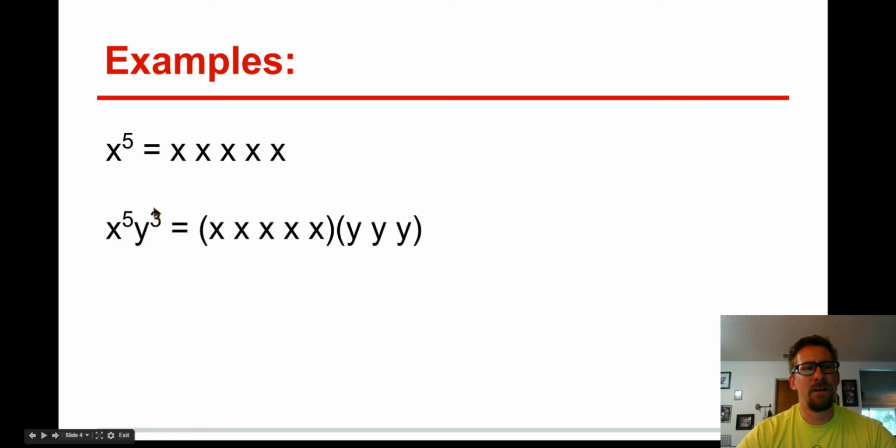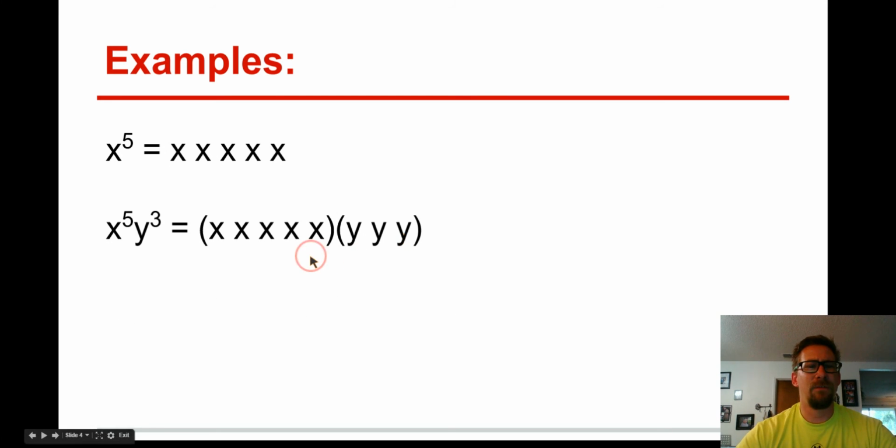This is one term. It could be written like this, or you could expand it out and write it like this. X times x times x times x times x, y times y times y. So you can see where exponents become a much simpler way to write these long terms. Now, what happens when we start combining terms?